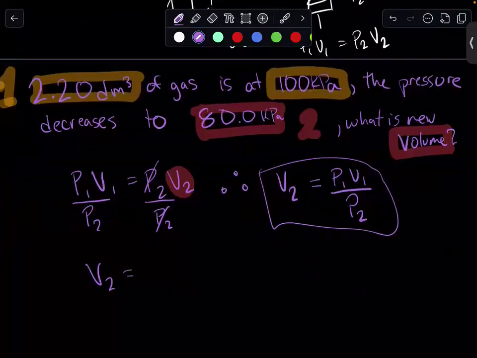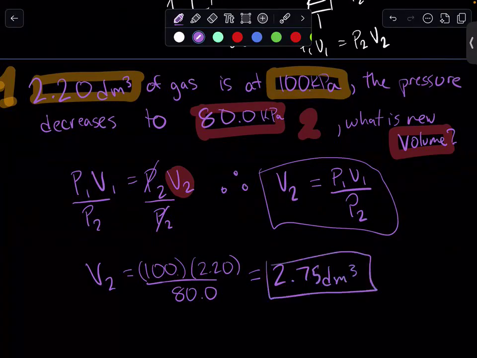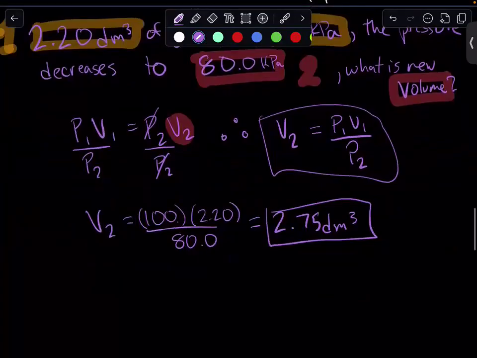So this is my new equation that I'm going to use, and I'll plug in my values. Volume 2 is equal to the original pressure, 100 point. I do this point, by the way, for significant figures. We'll talk about that either in class or I'll release a video if I don't already have one. And 2.20 divided by 80.0. From this math, I can just plug it into my calculator and find that my new volume is 2.75 decimeters cubed. It has increased as we predicted. Therefore, our law holds true.